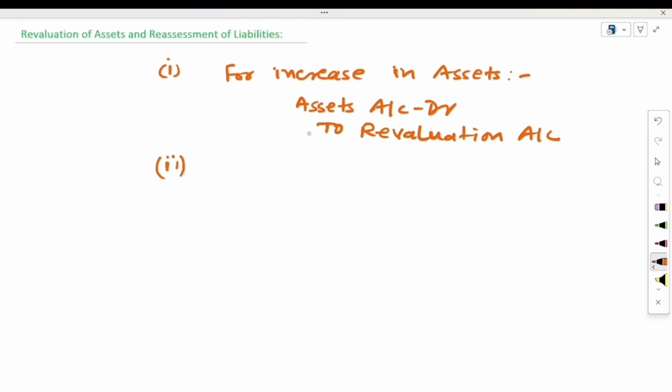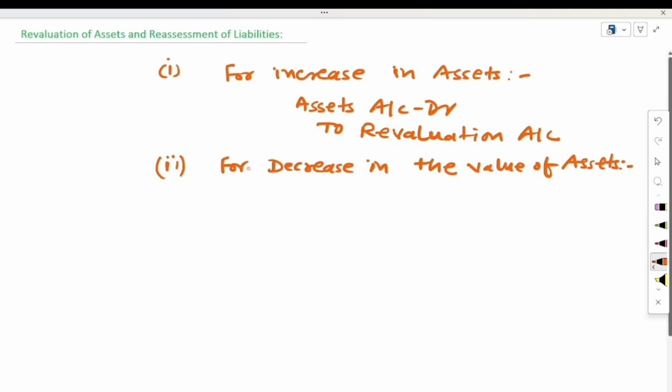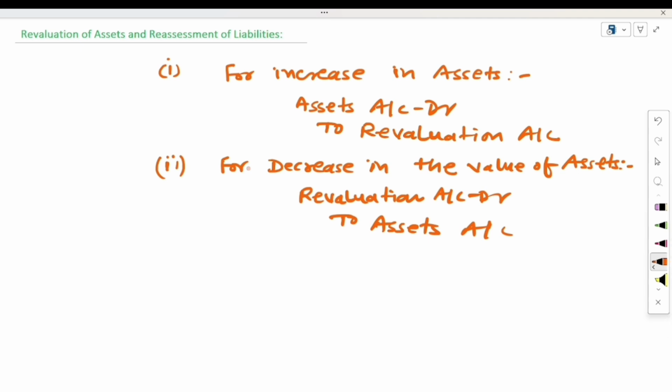In case of decrease in the value of assets, this entry will be opposite: revaluation account debit to assets account. If there is one asset, then you can write only that asset. If there are two or three assets, then you can write assets.